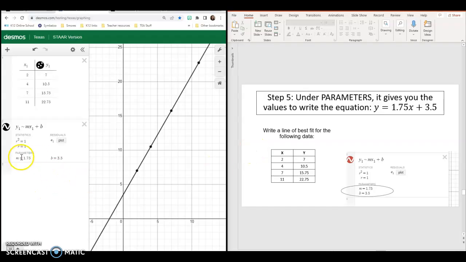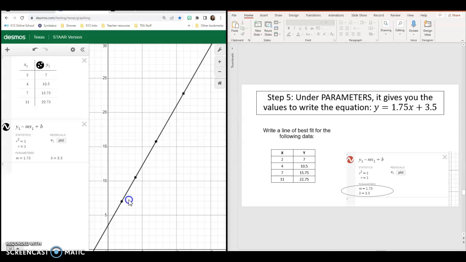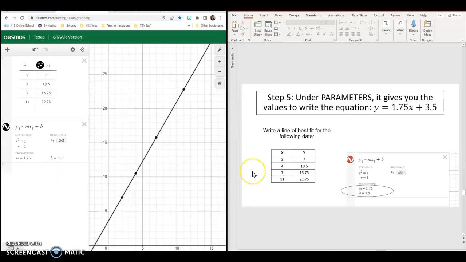Under parameters, it tells us the values of m and b, so we have y equals 1.75x plus 3.5. It does tell us the r value. It says r is 1, which indicates that we have a perfect positive association in this data.